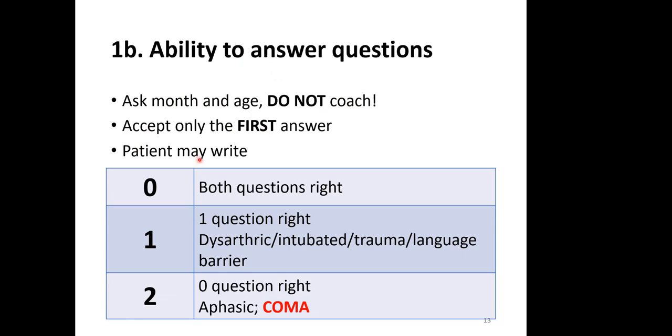But the patient may write out their answer if the patient cannot talk, or has dysphasia or aphasia. If they get both questions correct, then you score 0. If only one question is correct, then you score a 1. Or if the patient is intubated or has trauma to the face, or there is a language barrier, a foreigner whose language you cannot speak and who cannot really understand you, then you score a 1. If the patient is comatose, then you straight away score a 2. And if the patient is aphasic and also cannot write out the answer, then you score a 2.